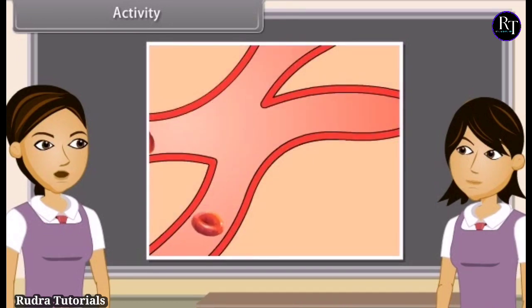Human red blood cells are circular, biconcave, and enucleated, and more in number. They have an iron-containing conjugated protein called hemoglobin, due to which they are red in color.